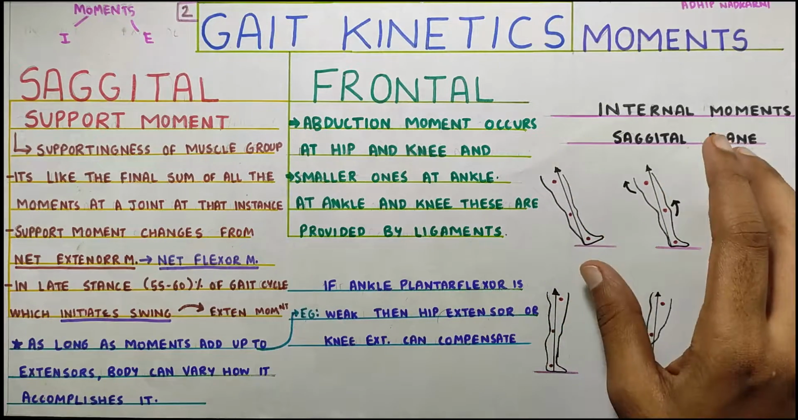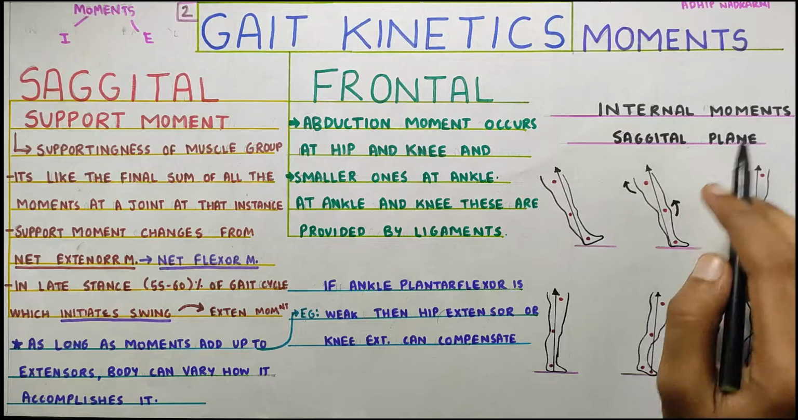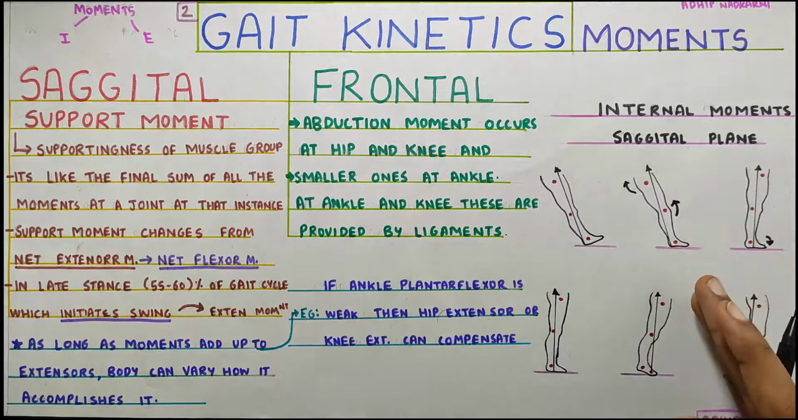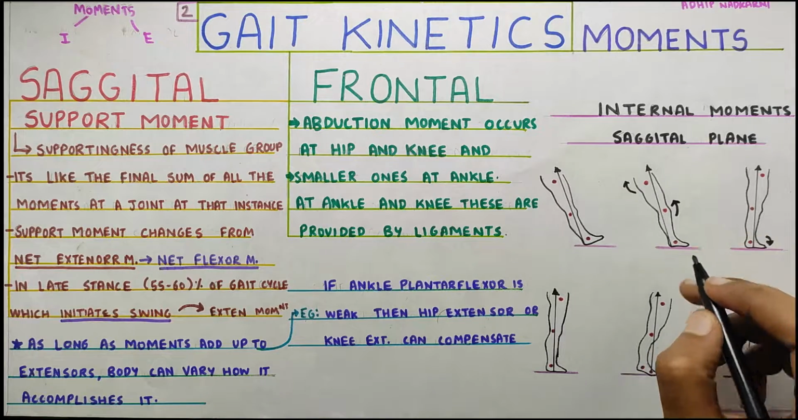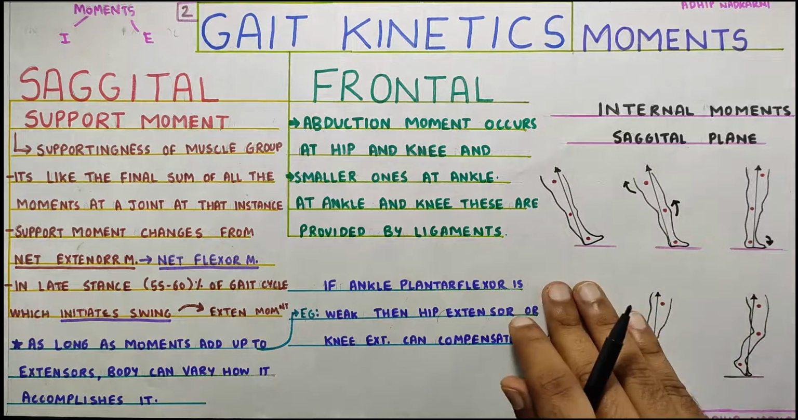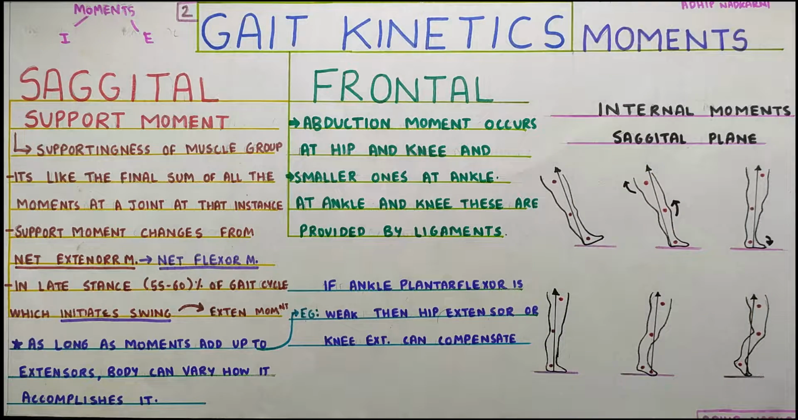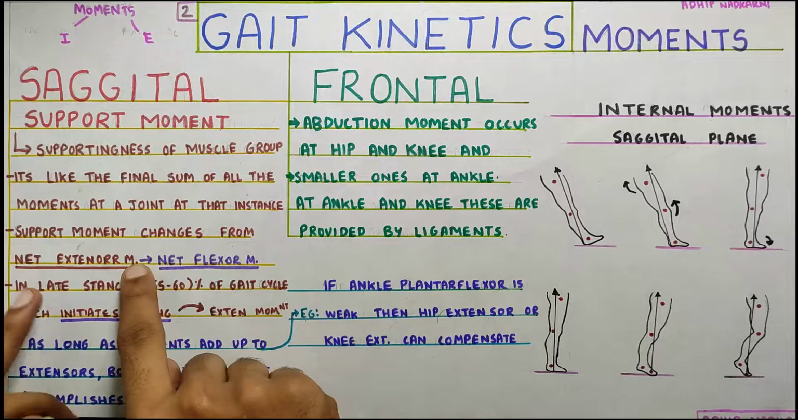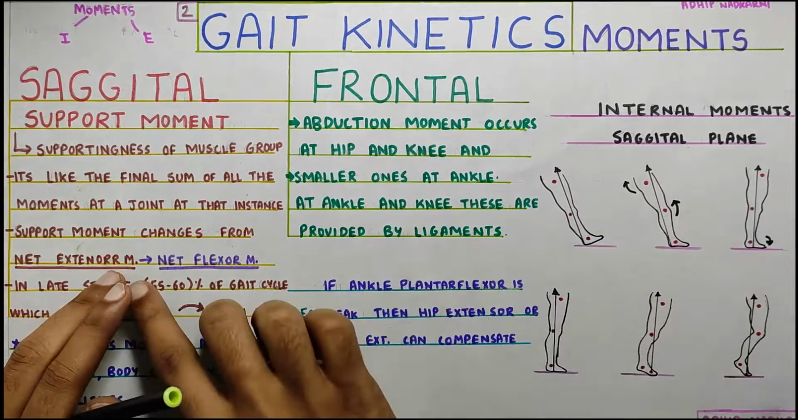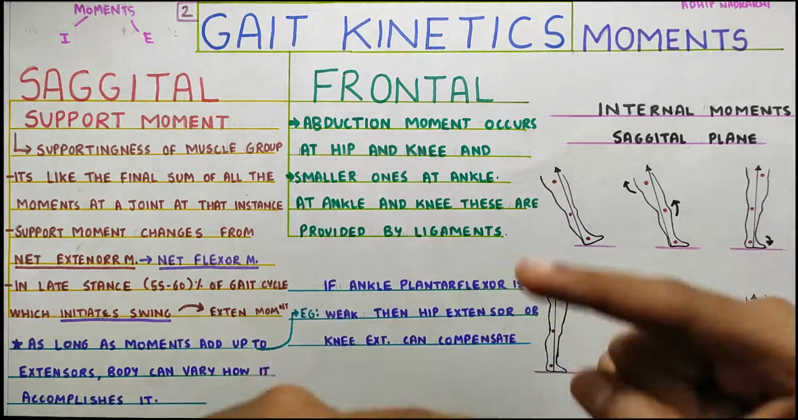So I hope I made that concept clear. So that's what I have mentioned over here. These are the internal moments that are seen in the sagittal plane. When the GRF is acting, your muscles will create these internal moments to fight against the GRF and propel you forward, correct? So that's what I mentioned here. The support moment changes from a net extensor moment during your stance phase to a net flexor moment during your swing phase, and that keeps happening again and again.